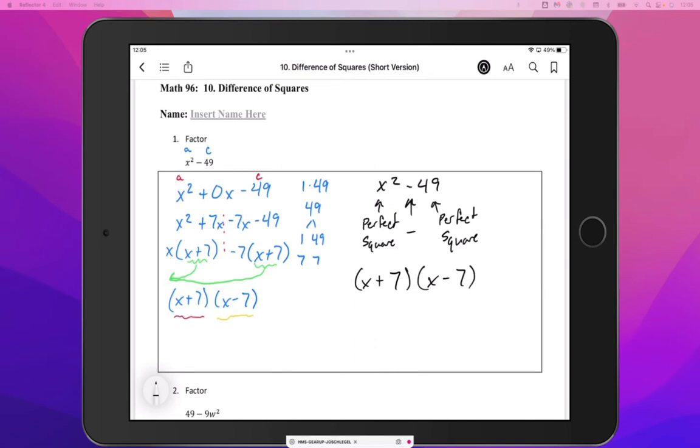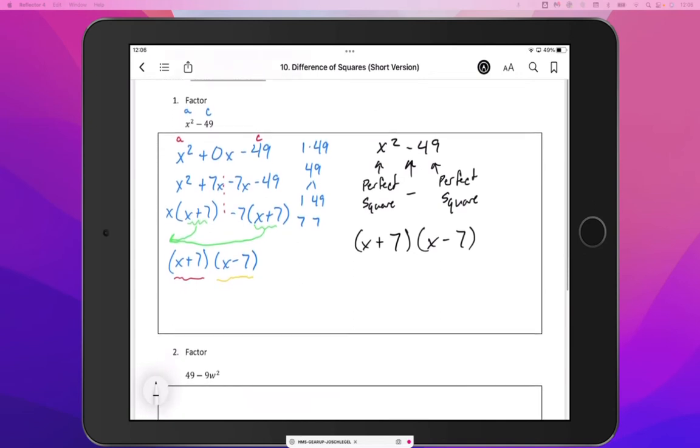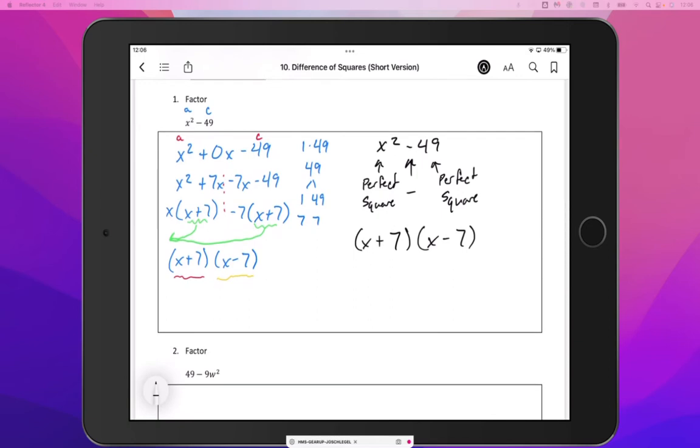The work I did in blue on the left is why it works. The shortcut is what I did in black on the right. And so we're just going to go with the shortcut from here forward. Again, we'll make sure that we have 2 perfect squares separated by a minus sign to be able to use this method. And I'm going to pause there so you can maybe rewind and watch it again, or pause, whatever you need to do. Then I'm going to move on.